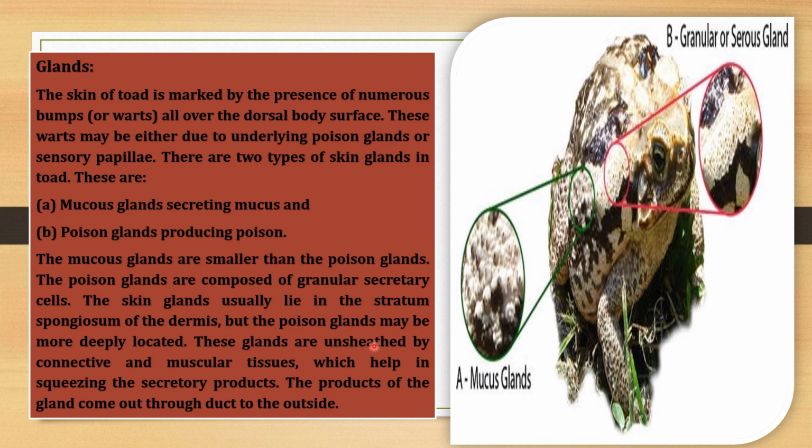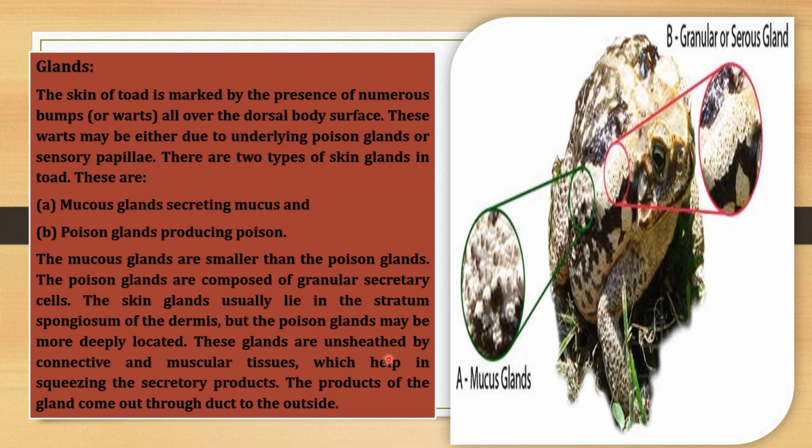But the poison glands may be more deeply located. That means the skin glands usually lie in the stratum spongiosum of the dermis. Suppose mucus gland usually lie in the stratum spongiosum portion of dermis of the skin of the toad. But poison glands may be more deeply located.